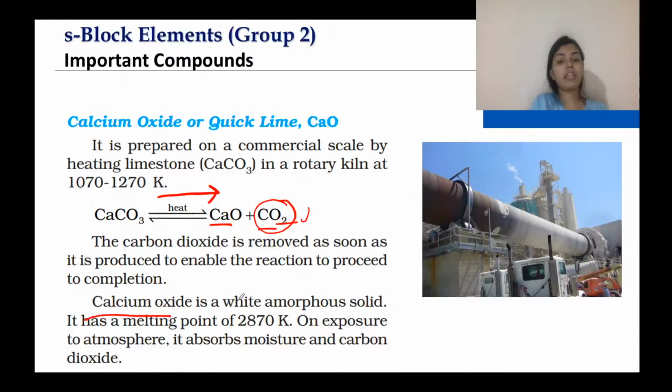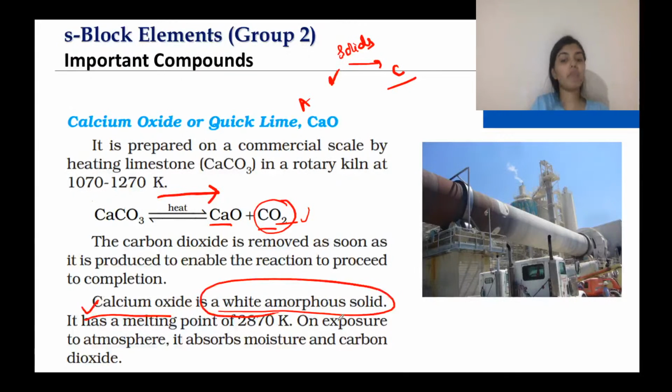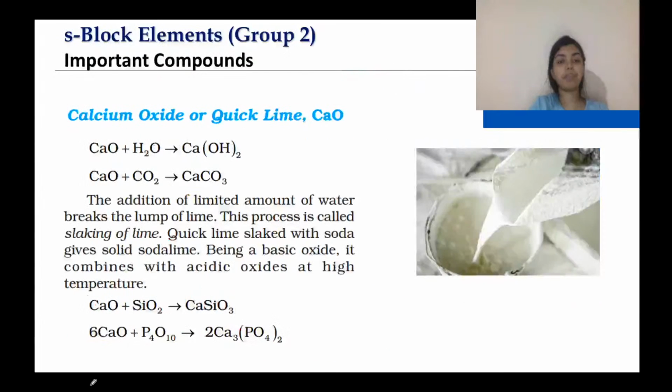Calcium oxide is a white amorphous solid. You will learn in class 12 that solids are of two types: one is amorphous and the second is crystalline. So calcium oxide is an amorphous solid. It has a high melting point of approximately 2000 Kelvin, right? On exposure to the atmosphere, it has a tendency to absorb moisture as well as carbon dioxide.